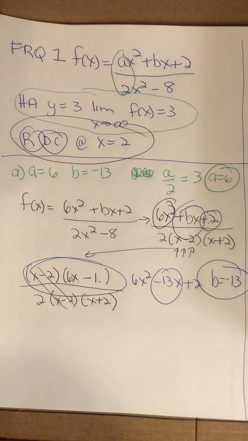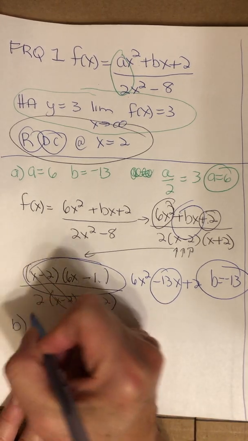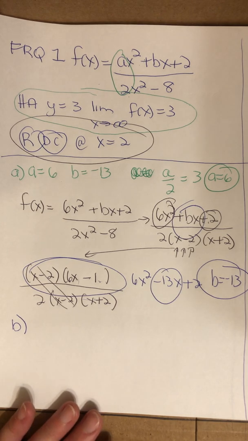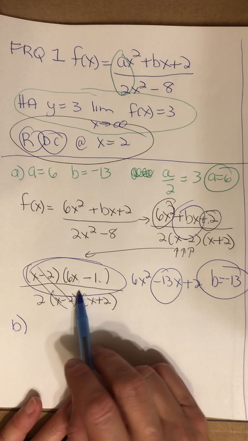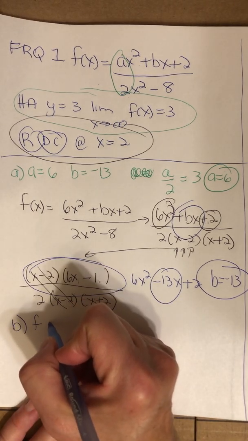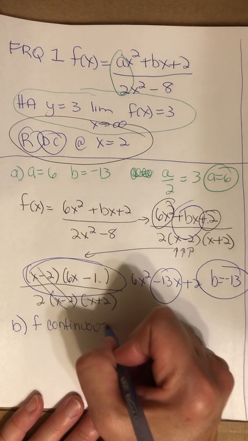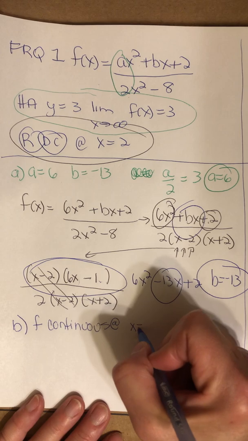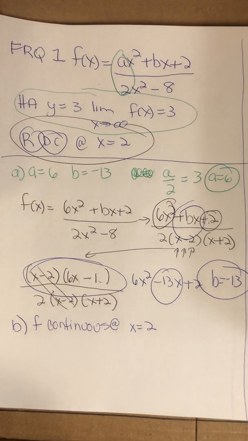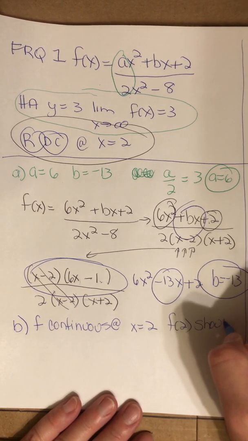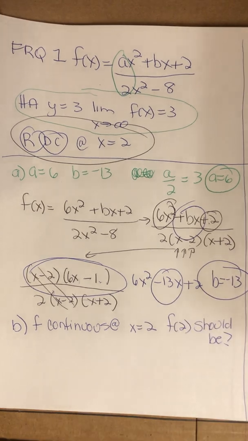Next they ask us to make f continuous at x equals 2. f of 2 should be defined as what value, and justify your answer. So let's take a look. So that would mean, to make f continuous at x equals 2, f of 2 should be what? Okay, let's take a look.